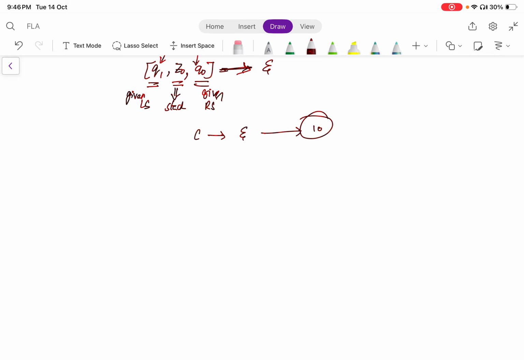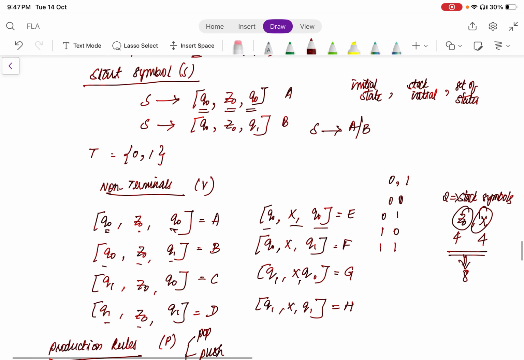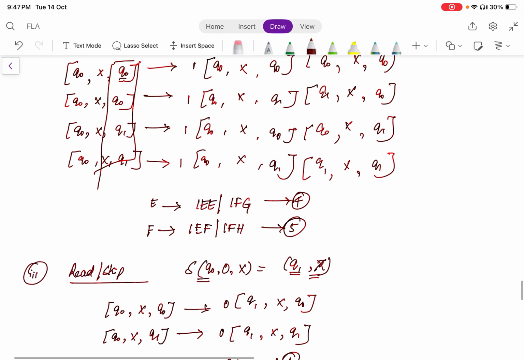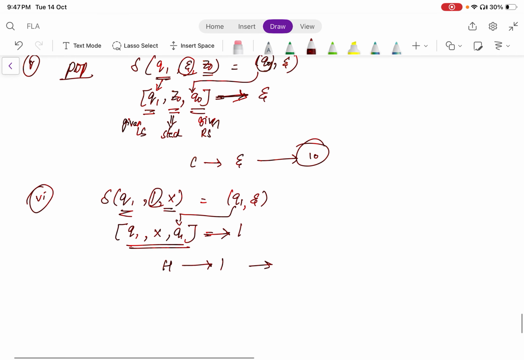Now there is one more pop operation. Delta of q1 comma 1 comma X equal to q1 comma epsilon. So how will you write it? Given state, comma, stack symbol is X, comma, given state on the right side, that is q1, tends to, what is the symbol here? 1. So rename this transition, here it is H. So H tends to 1. This is your equation 11.